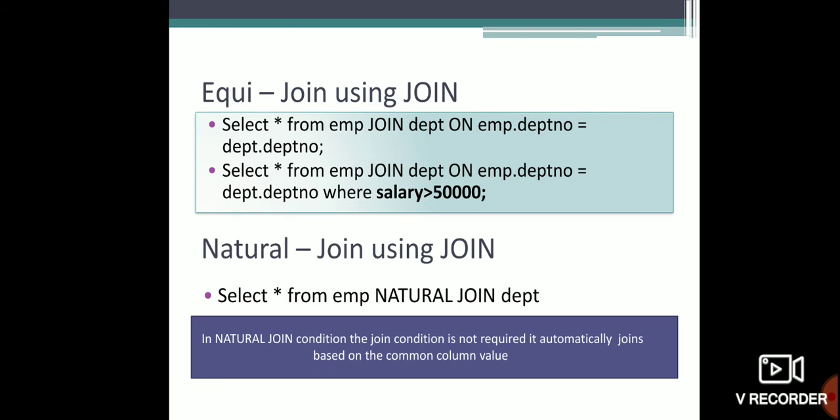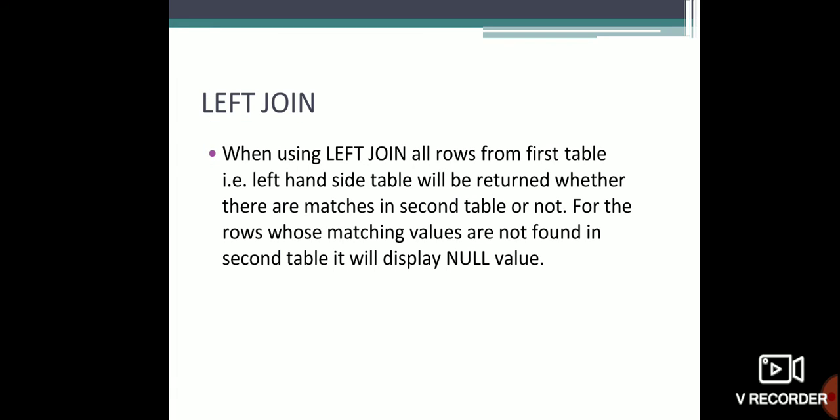For natural join using join, if you want to use natural join, then what you will do is select asterisk from employee natural join department. Next is left join. When using left join, all rows from the first table, that is the left hand side table, will be returned whether there are matches in the second table or not. For the rows whose matching values are not found in the second table, it will display null value.